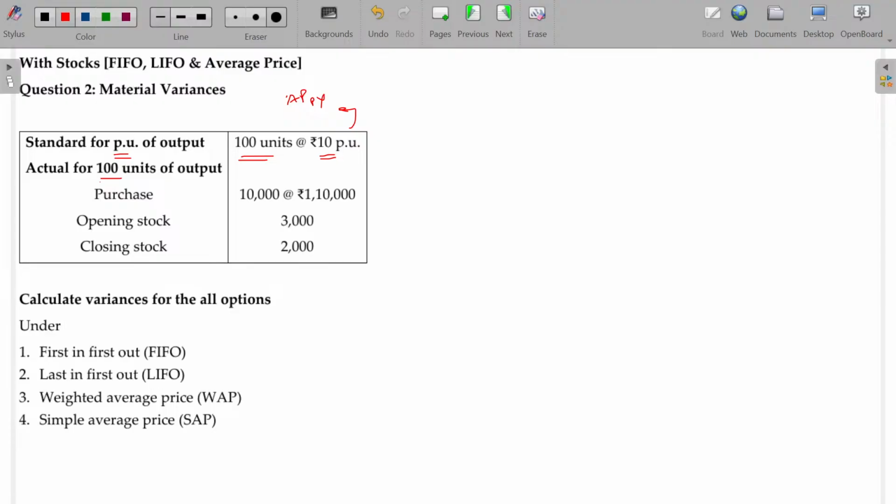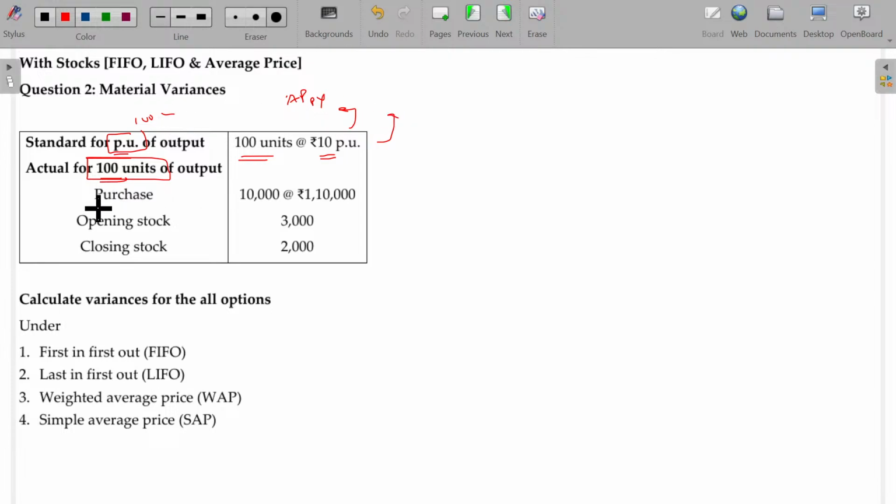Actual output being 100 units. So we have been given the standard for 1 unit, but actual for 100 units. So absolutely you cannot compare directly, right? You have to find out the standard for how many units? 100 units, only then you can compare. Is that clear?